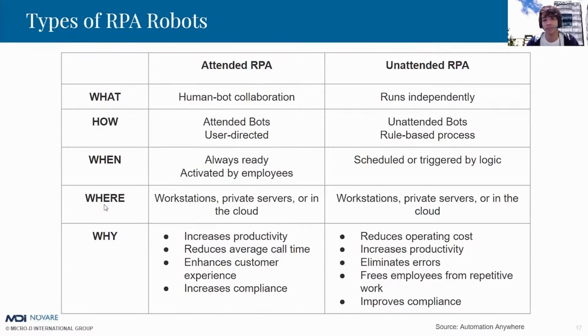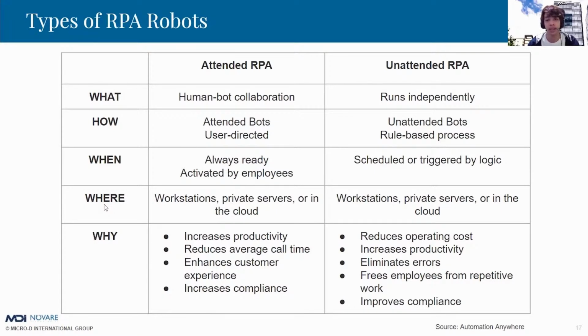This can also be more accurate, since a robot is undoubtedly more accurate than humans. Next is unattended RPA. Oh, sorry, I would just like to add that attended RPA use cases could most likely be in front office activities or call centers, stuff like that.